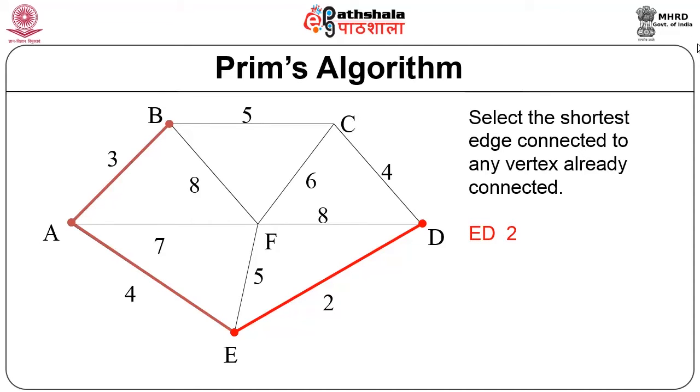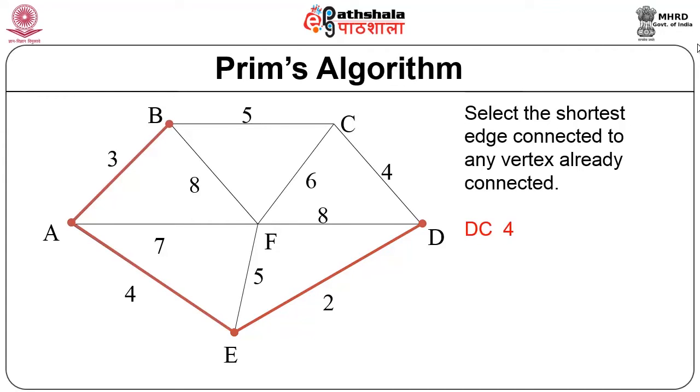Now, you have to select the edge connected to any vertex already connected. To B you have 5 and 8, to A you have 7, to E you have only 5, the other edge you have already considered. To D you have 4, 6 and 8. So, obviously, which is the one you will select? You will select CD, or DC, since we already have D. So, DC is connected. Now, from C you have 6 connecting F, from E you have 5, from D you have 8, from A you have 7 and from B you have 8. So, obviously, you have to select E5 because that is the shortest.